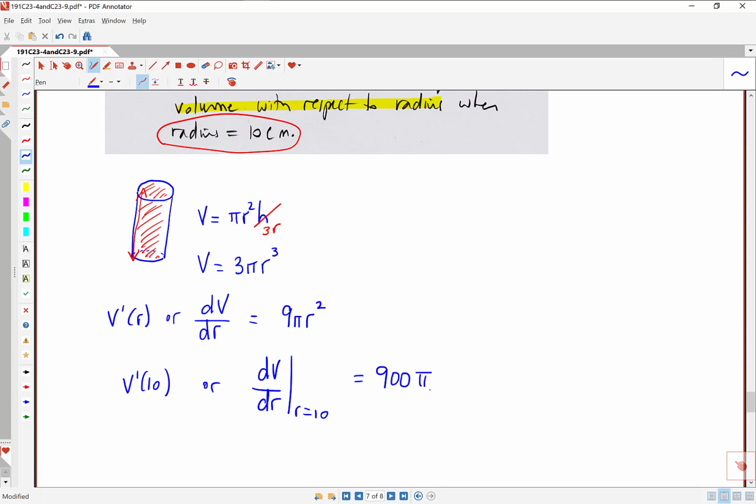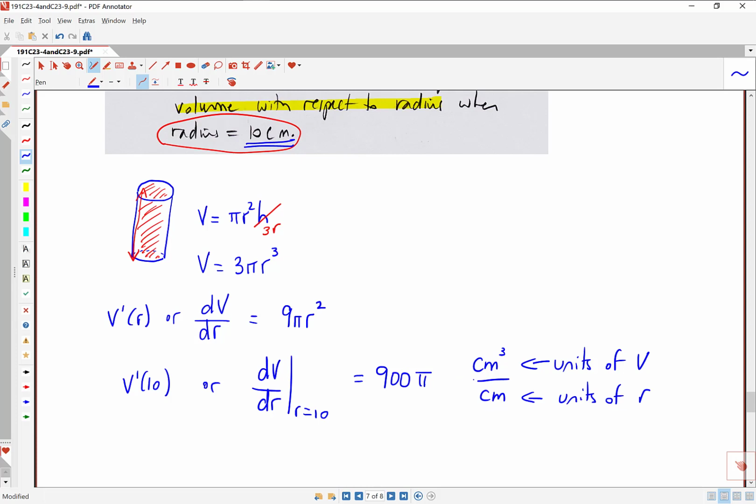Okay, and then as a final step, let's think units. So we know from the problem that radius is being measured in centimeters because we were told the radius value was 10 centimeters. So in terms of the units here, we need the units of our function, so units of volume on top, and we need the units of our variable on the bottom, our variable being the radius. So if radius is measured in centimeters, then volume is going to be centimeters cubed, and we get centimeters cubed per centimeter. So the answer is 900 pi cubic centimeters per centimeter.